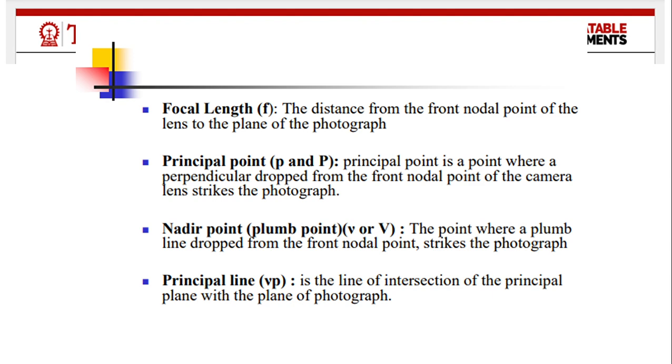Then principal point, small p and capital P. A principal point is a point where a perpendicular dropped from the front nodal point of the camera lens strikes the photograph. Then there is the nadir point or plumb point, the point where a plumb line dropped from the front nodal point strikes the photograph. Then there is the principal line, the line of intersection of the principal plane with the plane of the photograph.